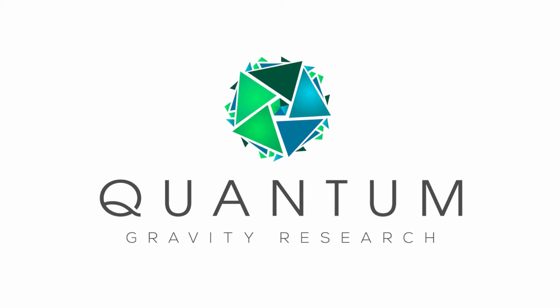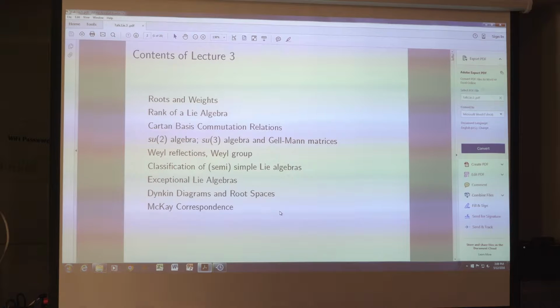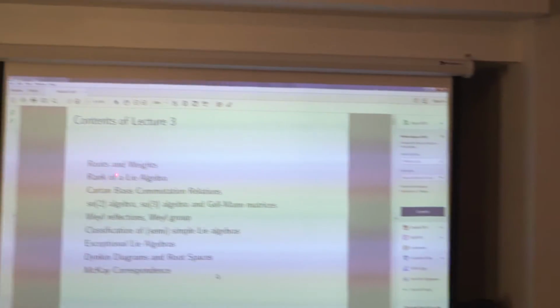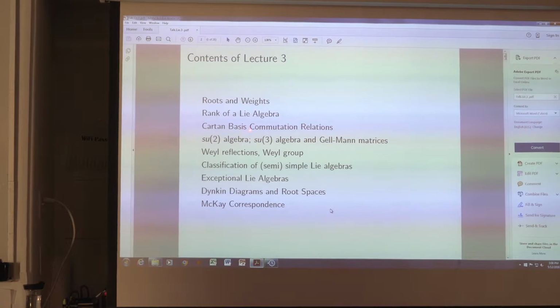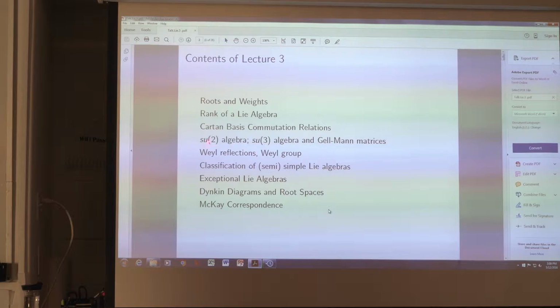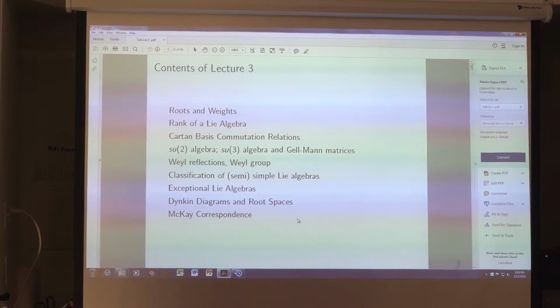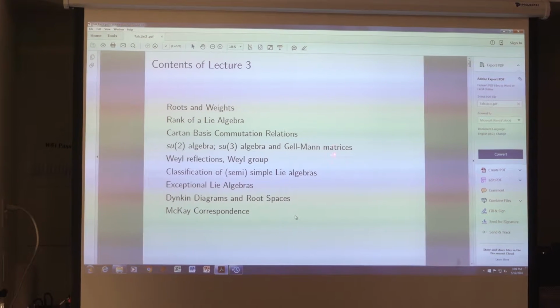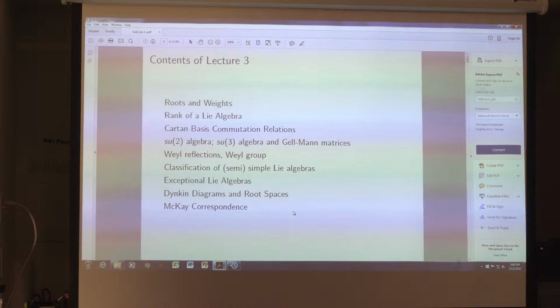So I want to jump directly to the Dynkin diagrams and the roots and weights, which is very relevant for you. The context of this lecture is that I'll be talking about roots and weights, about the rank of a Lie algebra, the commutation relations in the Cartan basis. I'll give as an example the SU2 and the SU3 algebra and how the Gell-Mann matrices that we talked about yesterday fit in.